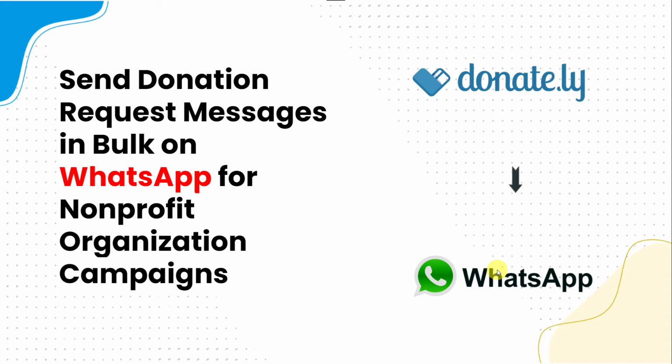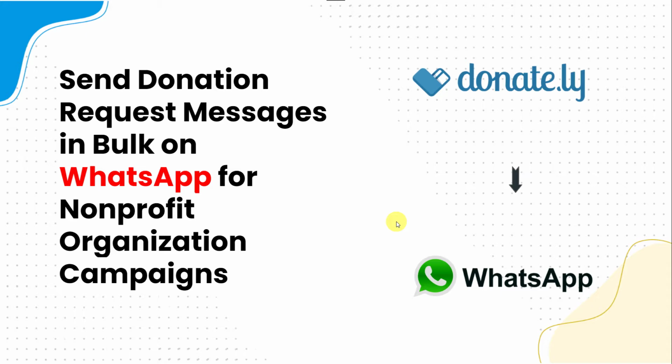For doing this, you have two options. First, do it manually. Create a campaign in Donately, copy the link, compose a message in WhatsApp, attach the link and send it to the donors. But this will be a time-consuming and a tiresome process because you might be having a large number of donor database. So how are you going to do this?